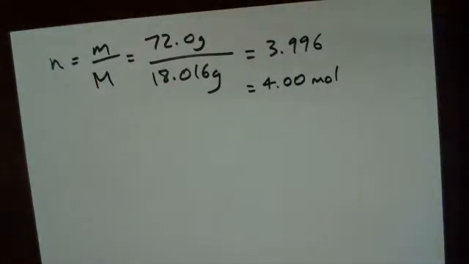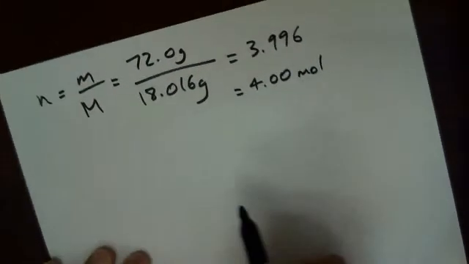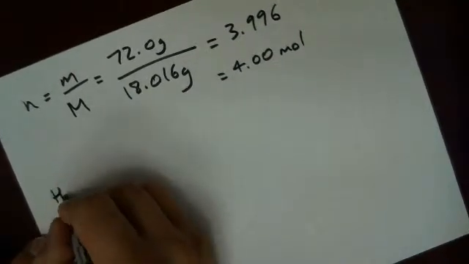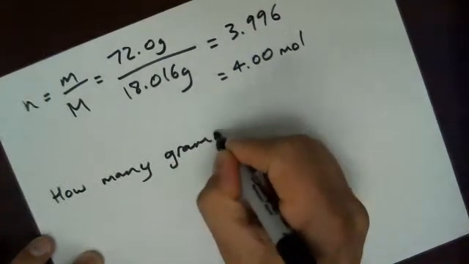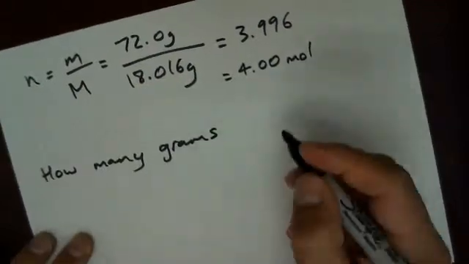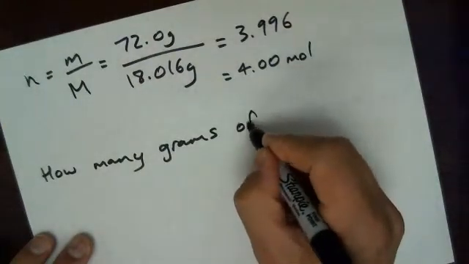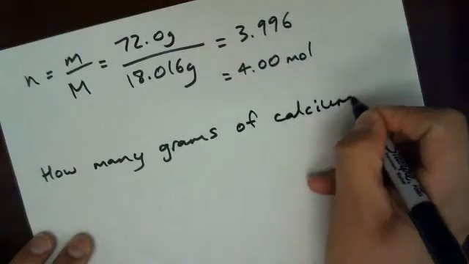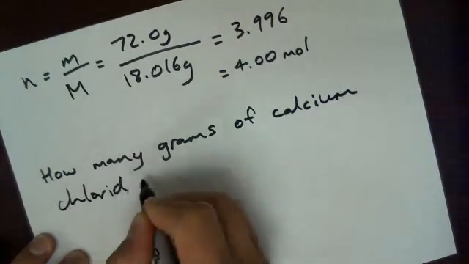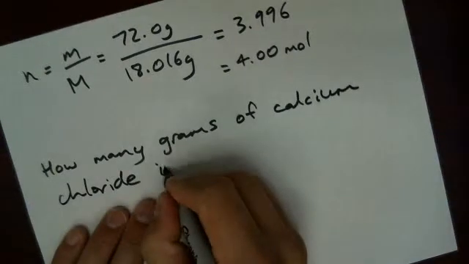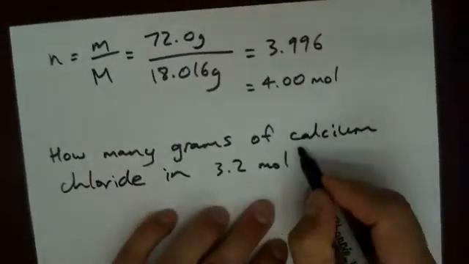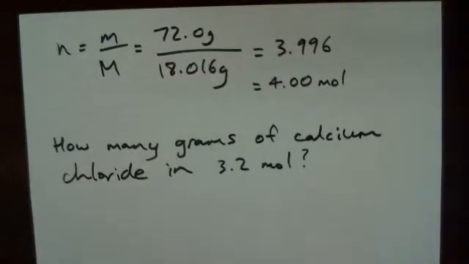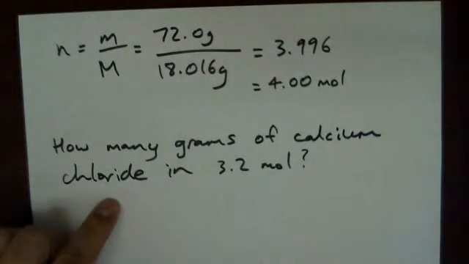Okay, so that's a pretty straightforward way of calculating, and you might have the question rearranged, so it might say, okay, so how many grams, or it might say what is the mass, of calcium chloride in say 3.2 mole. So equivalently, this would be saying how much mass, or what is the mass of calcium chloride in 3.2 mole.